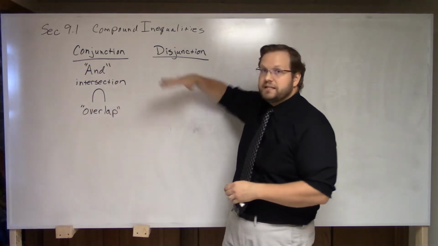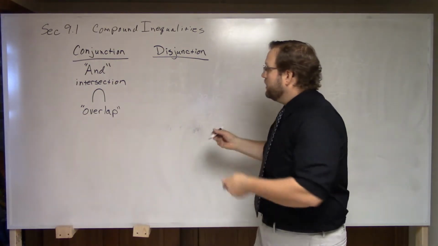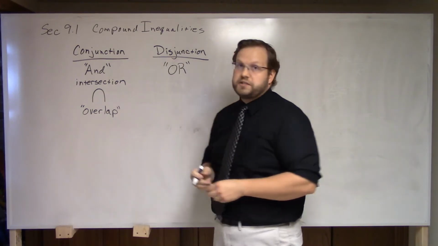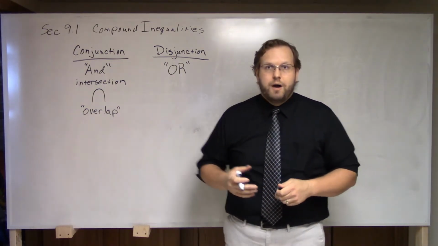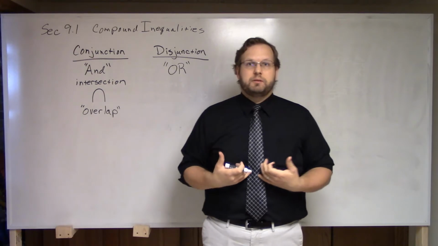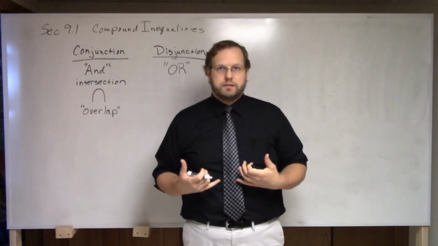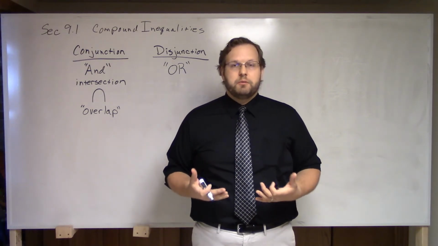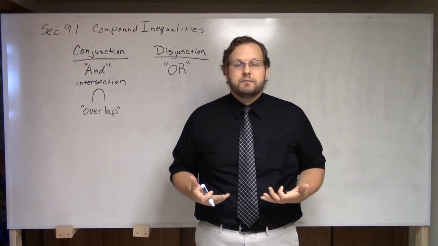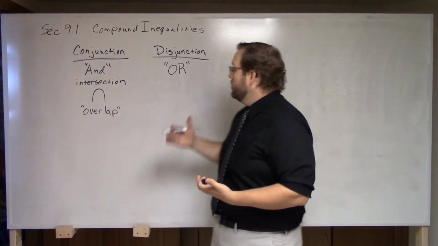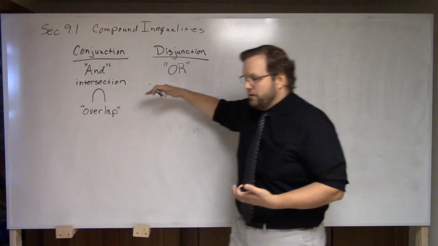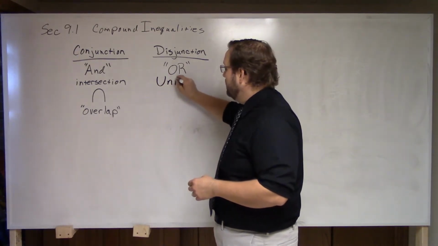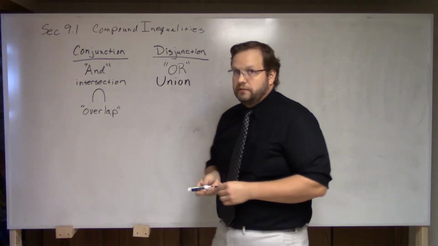Now, when we deal with a disjunction, what we're going to be looking at there are or statements, okay? So I would say that this tie is black or orange, for instance. Okay, I'm not lying to you by saying that. It's definitely not orange, but if it's black or orange, well, it's black, okay? There's some black in it. So these are or statements. Now, the intersection is going to be changed out for what we call a union, okay?